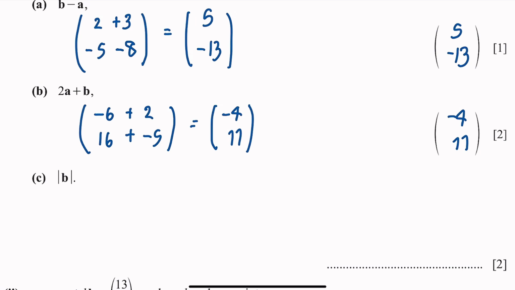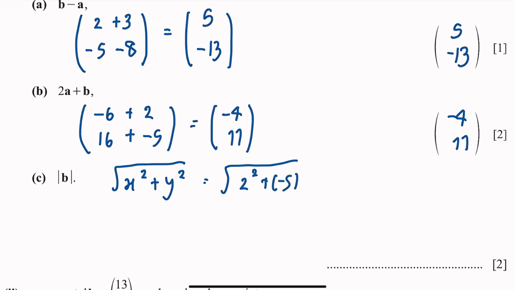Find the absolute value of b. The magnitude of the vector is the square root of x squared plus y squared, which in this case is the square root of 2 squared plus minus 5 squared, which is square root 29, which is around 5.39.